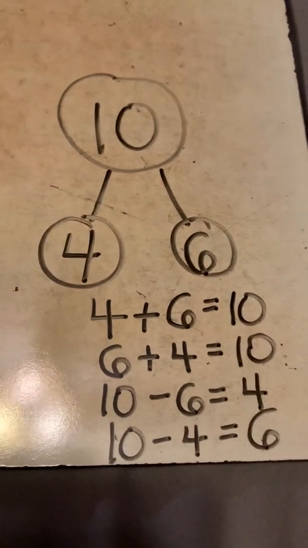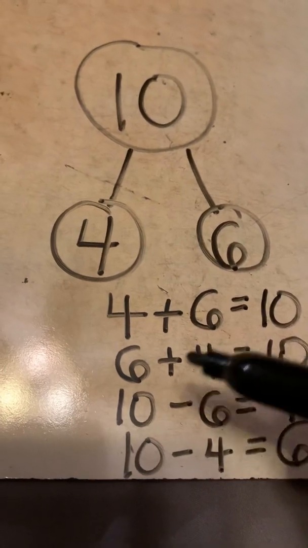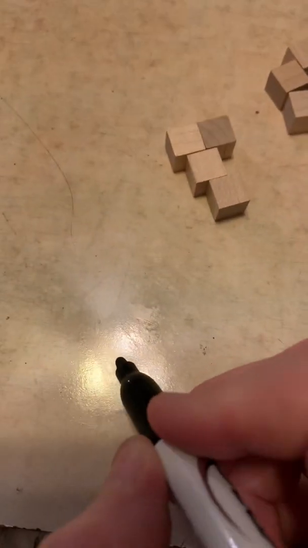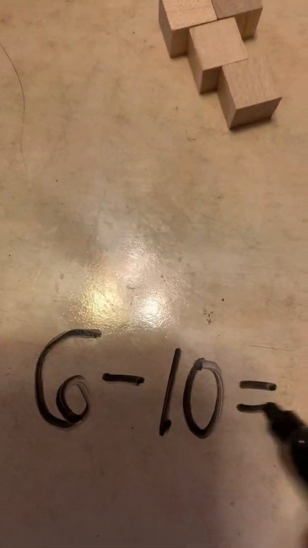Now the thing that first graders do a lot of times when they first start doing fact families is they'll try to do something like this. They'll try to do 6 minus 10 equals 4.